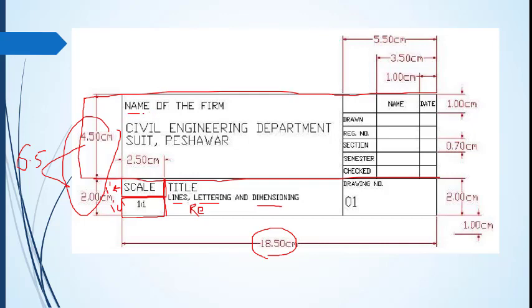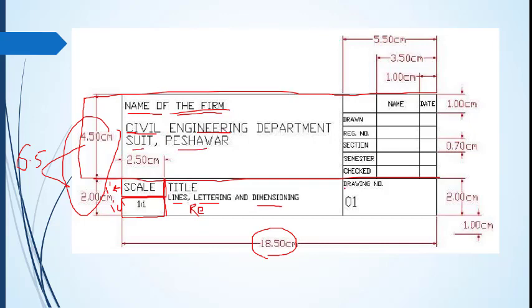Name of the firm means which company constructs this drawing, or which company or consultant draws these drawings. As we are studying in university, as a student, we will just write here Civil Engineering Department, Sarhad University of Science and Information Technology, Peshawar.